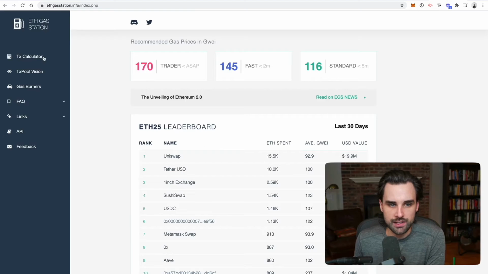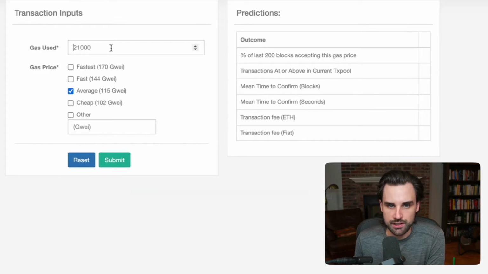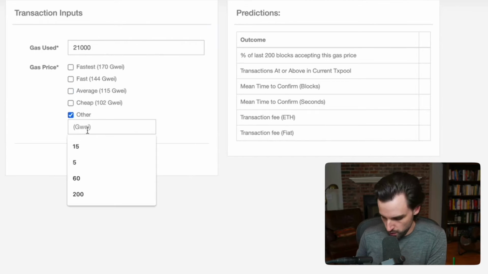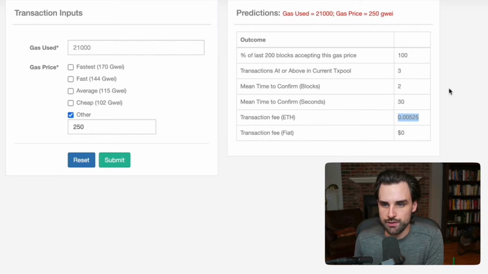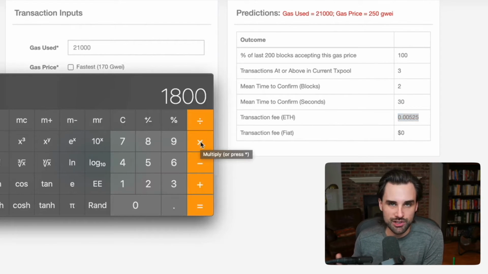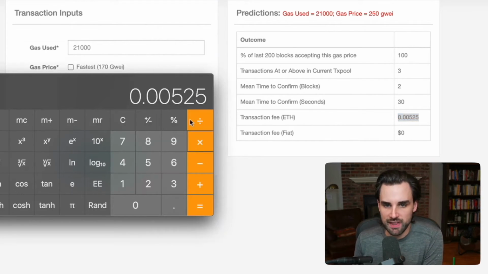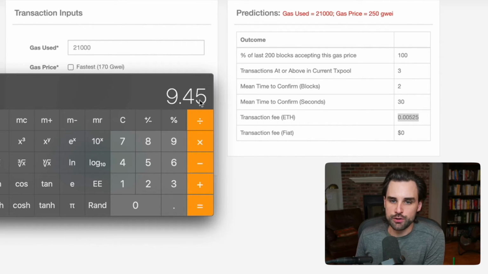You can get on a transaction calculator like on ETH Gas Station and see how much this transaction would cost at different levels. So at 250 Gwei, at the current Ethereum price, it will be 0.005 Ether. Just assume Ether's trading at, let's say, $1,800. Multiply that by this number, and that would be $9.45 in US dollars for that particular transaction.